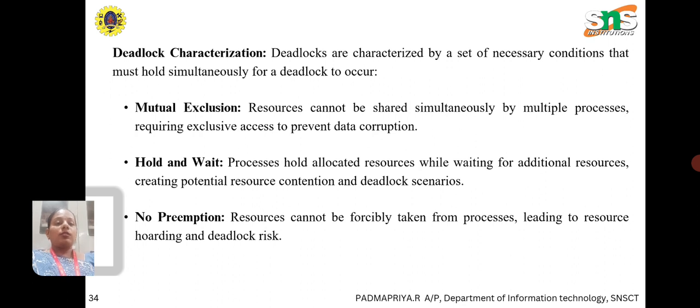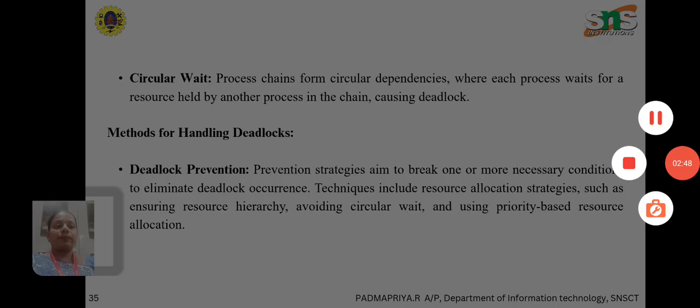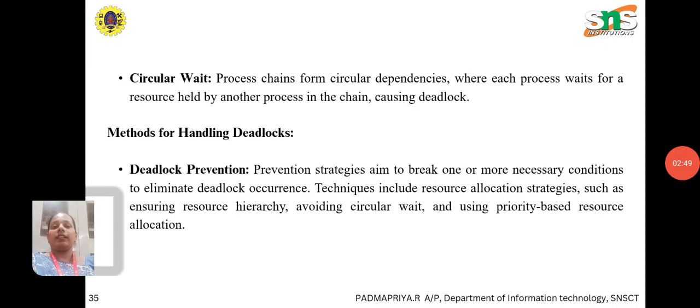No preemption: resources cannot be forcibly taken from processes, leading to resource hoarding and deadlock risk. Circular wait: processes form circular dependencies where each process waits for a resource held by another process in the chain, causing deadlock. So, methods of handling deadlocks.